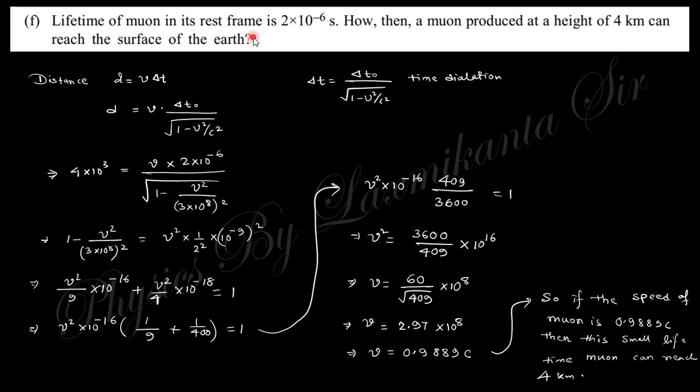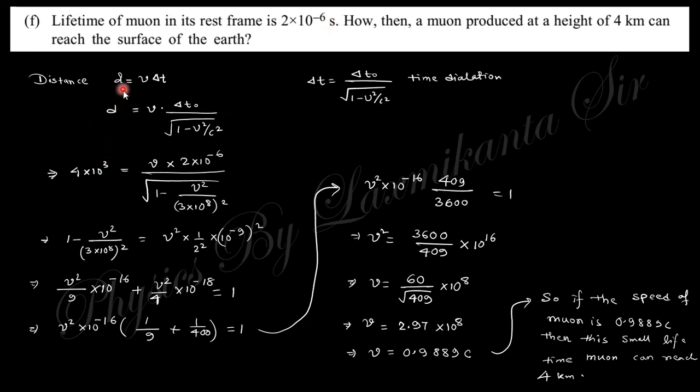The lifetime of a muon in its rest frame is 2 × 10⁻⁶ second. How then can a muon produced at a height of 4 kilometers reach the surface of the earth? So the question says that this lifetime is very small. So how can it reach the 4 kilometer distance? Okay, so this is the actual question. How can it travel the 4 kilometers with this short lifetime?